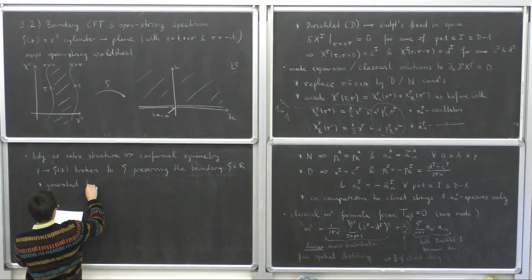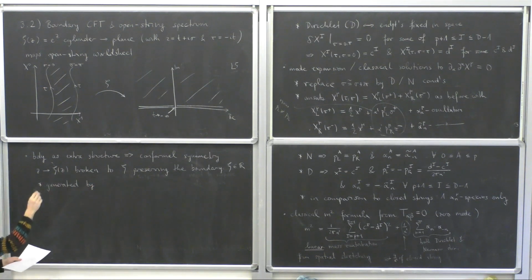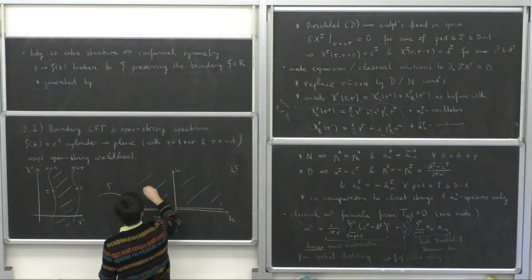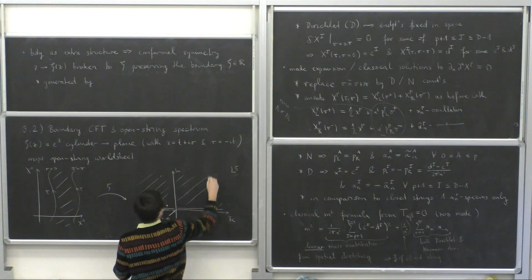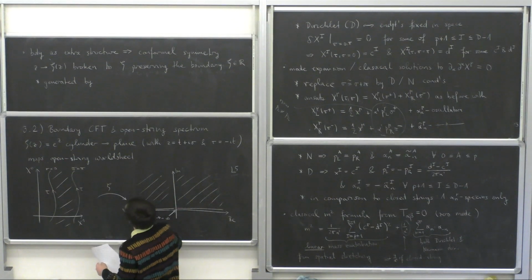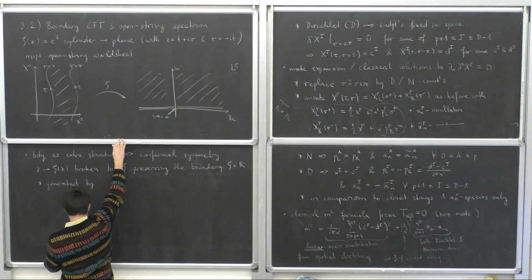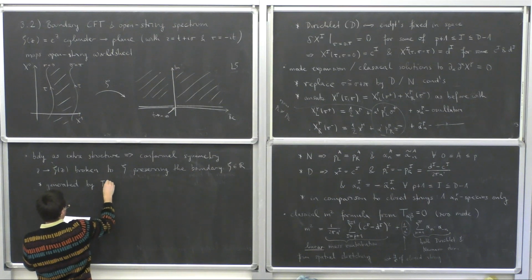So first of all, the worldsheet became smaller. It's only the upper half plane, not the lower half plane. So the best we can hope for is that it's some restriction of T and T bar which does this generator job.